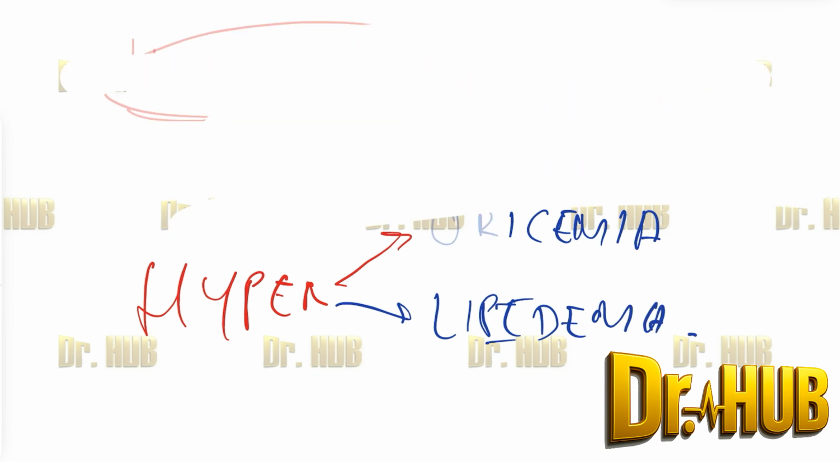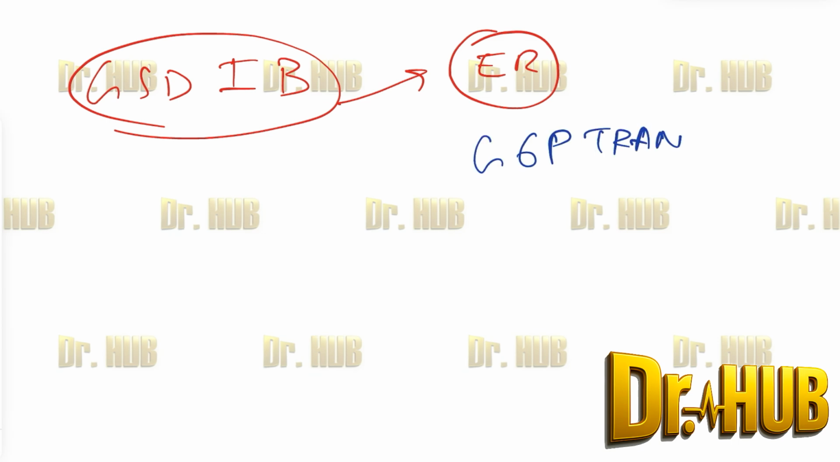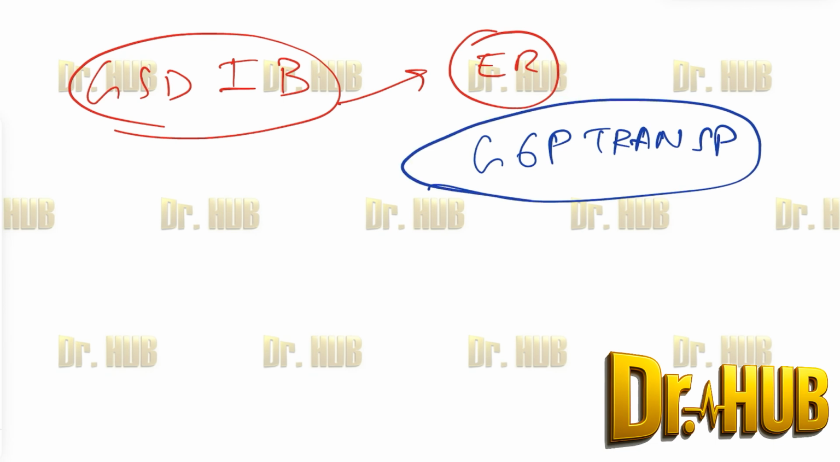Next we continue with this part. So we introduce GSD type 1B. So here in type 1B, we spoke that it happens in the endoplasmic reticulum, and it is the G6P transporter which is involved. So G6P we already discussed, G for glucose and P for phosphate. So G6 phosphate transporter.